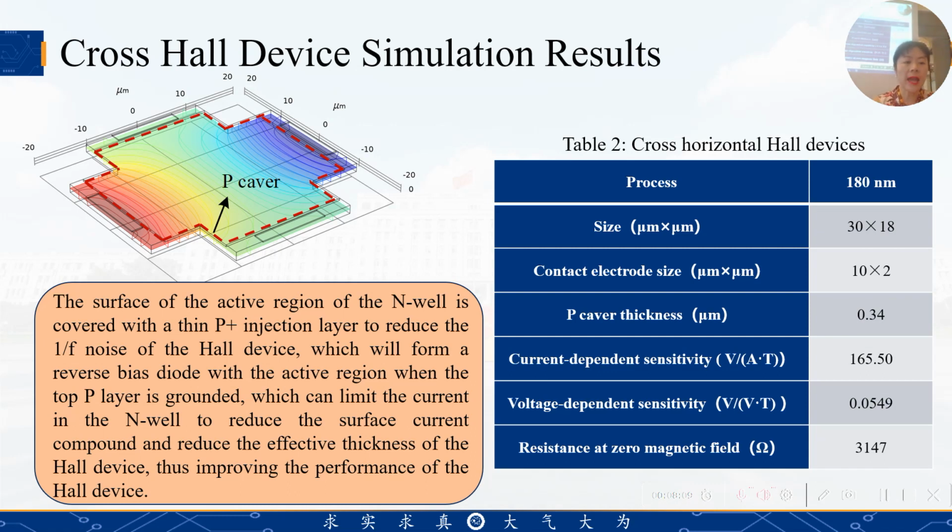The surface of the active region of the N-well is covered with a thin P+ injection layer to reduce the noise of the whole device. But in the actual experiment, we have made some trips with the P+ and without P+. The measurement results show no obvious difference. So sometimes the experiment and the simulation have a little gap.